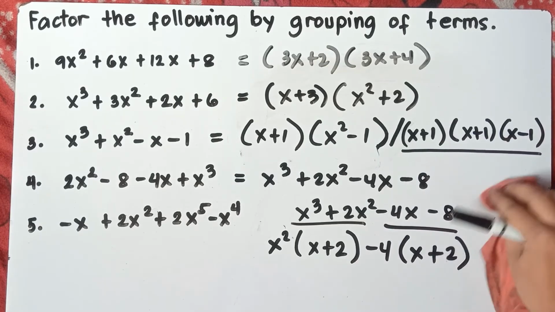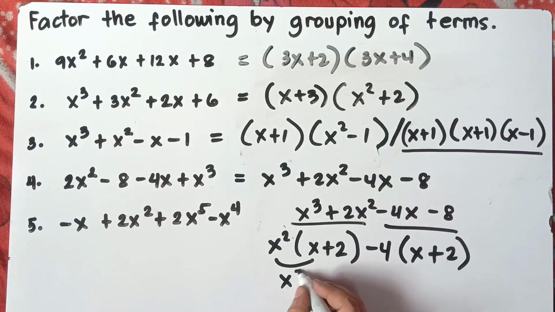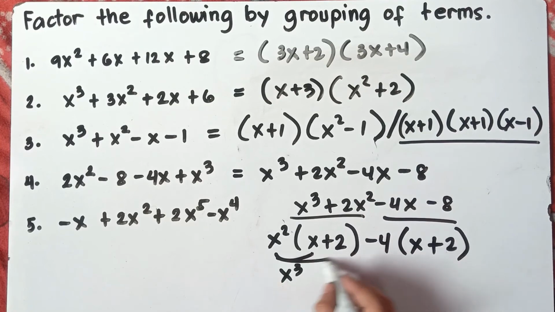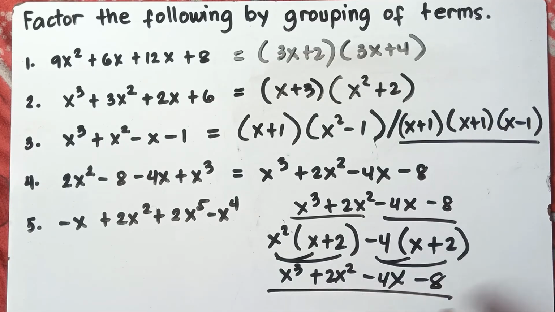Once again, you can always check if your answer is correct by the distributive property. Let's check, class. X squared times x, that would be x cubed. X squared times 2, that would be positive 2x squared. Negative 4 times x is negative 4x. Negative 4 times positive 2 is negative 8. You will have the same answer, class. Therefore, this will be your factor, class: x plus 2, and x squared minus 4.